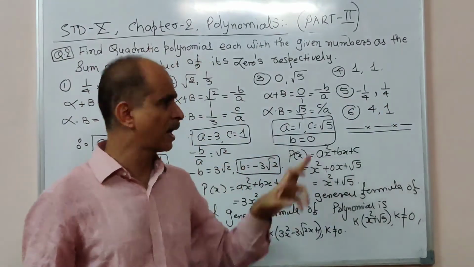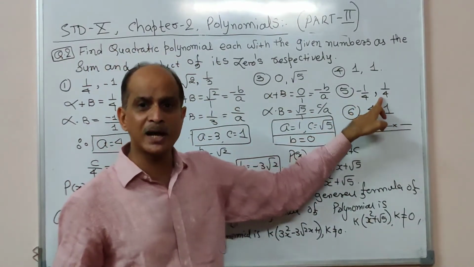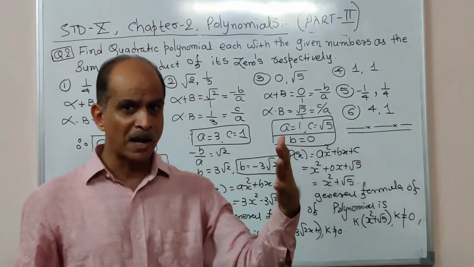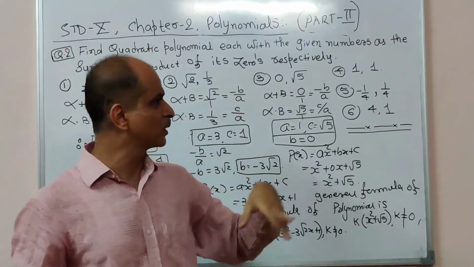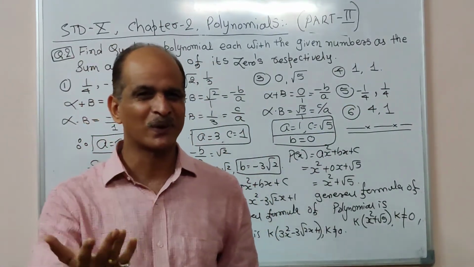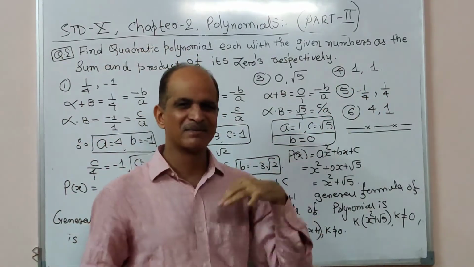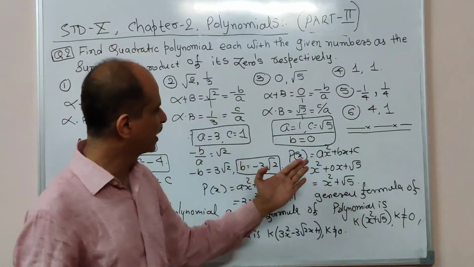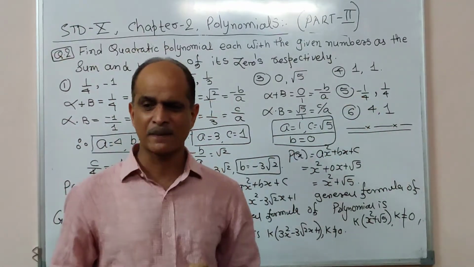In the 5th one, alpha plus beta is equal to minus 1 by 4, alpha into beta is equal to 1 by 4. So minus b by a is equal to minus 1 by 4, c by a is also 1 by 4. So you can say a is equal to 4. When you take a is equal to 4, c is equal to 1 and b is equal to minus 1. So put the value of a, b, c in the general formula. You can easily solve this example.